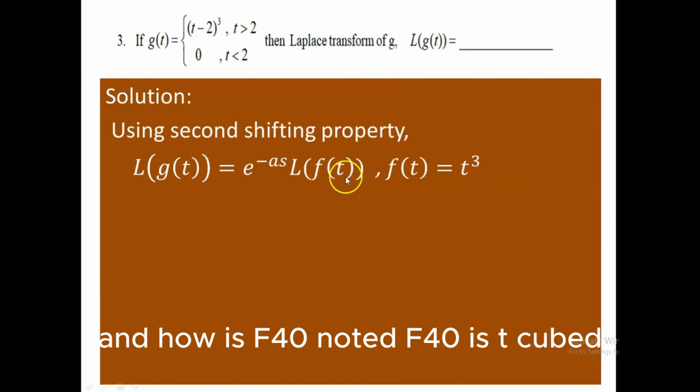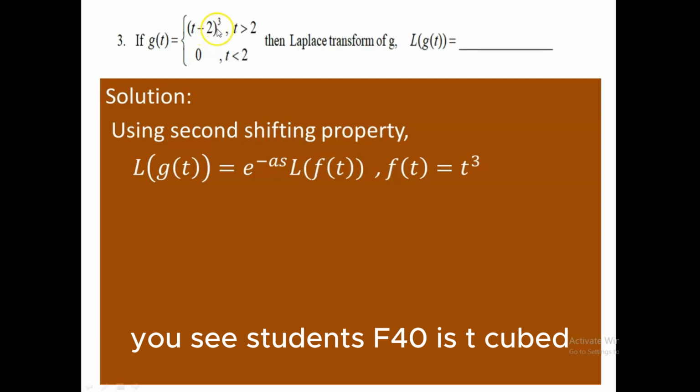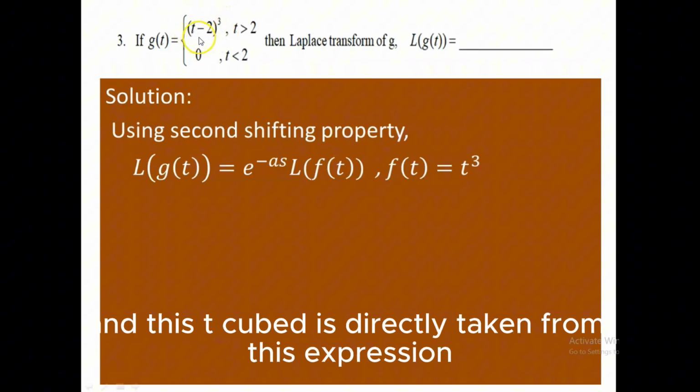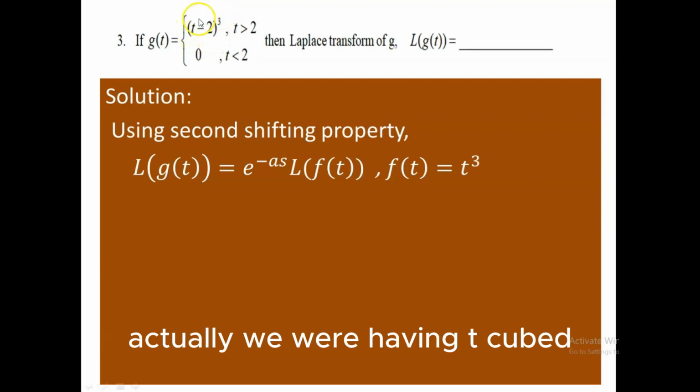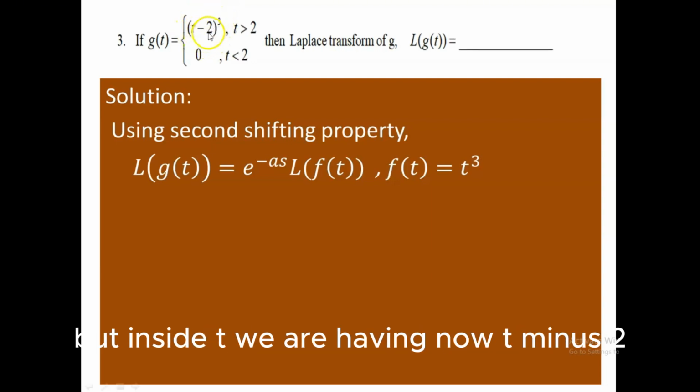And how is f of t noted? F of t is t cubed. You see, students, f of t is t cubed, and this t cubed is directly taken from this expression, okay? It is (t minus 2) cubed. Actually, we were having t cubed, but inside, instead of t, we are now having t minus 2.